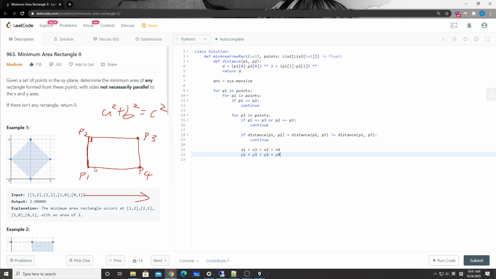Let's say there are 4 points here, 1, 2, 3, and 4. No matter how we rotate this rectangle, these two formulas always stay true. You can try it. I mean, this is 1, 2, 3, and 4.